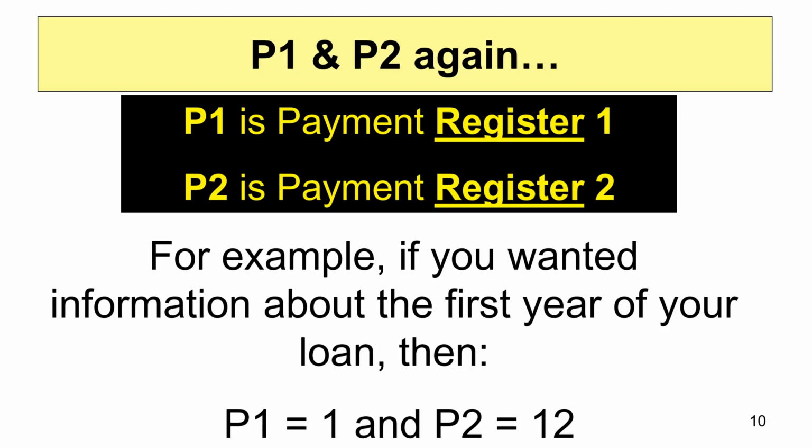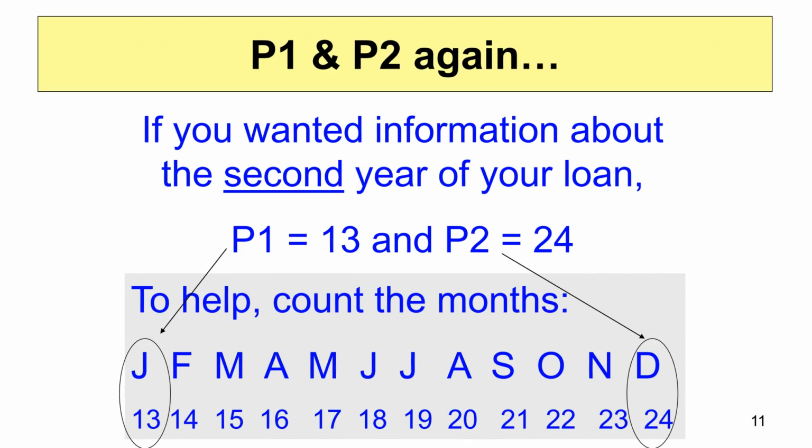And so if you wanted information about the first year of your loan, you would put a 1 in for P1 and a 12 in for P2, and then we're looking at 12 payments. What we would find is what the balance would be and the interest and principal. If you wanted information about the second year of your loan, then you would enter 13 and 24. Now, this is just considering January through December. We've got some other things we'll talk about later. So that would be the second year of your loan, payments 13 through payment 24. And hopefully if you just kind of count that up and think about it, right? If we end year 1 on payment 12, then we start year 2 with payment 13.